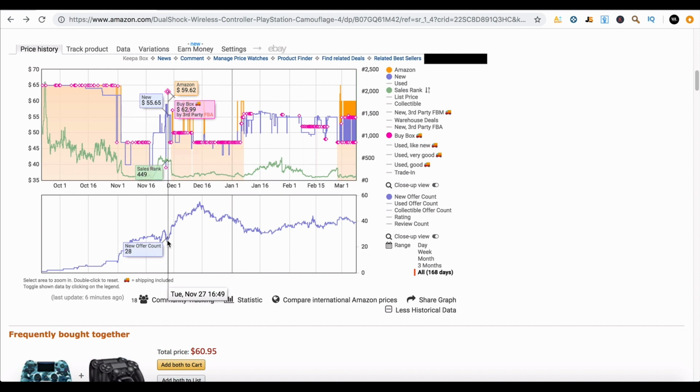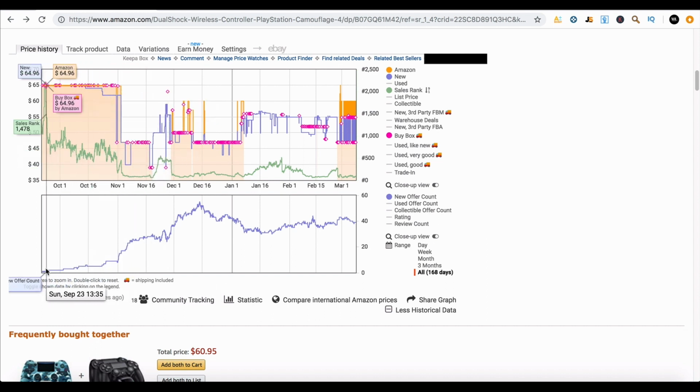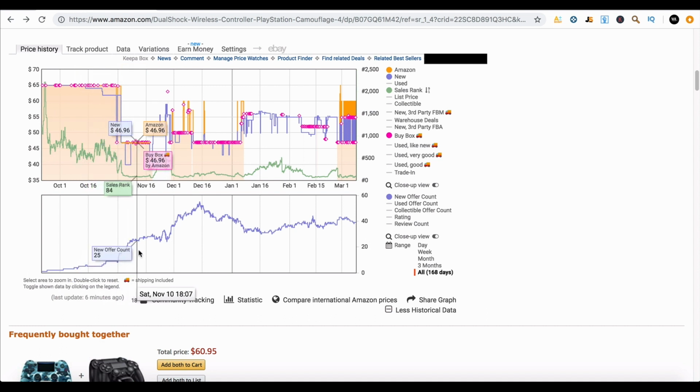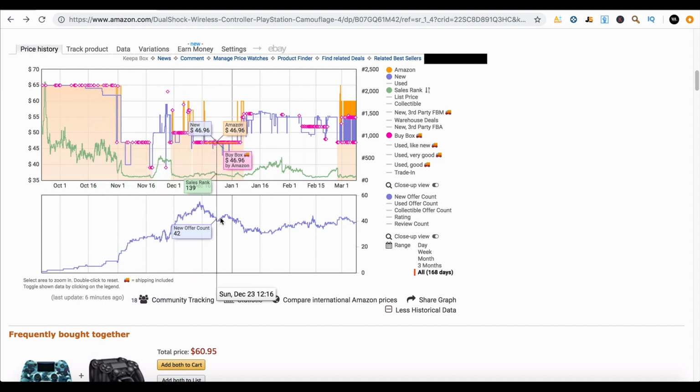One thing you will notice is that the more sellers that are on a listing, the lower the price will go. So as you can see here, where the sellers peaked out, the sales rank did dip a little bit from this higher area, which was $49.99, down to $46.96.